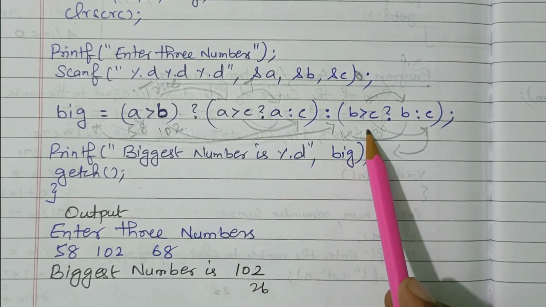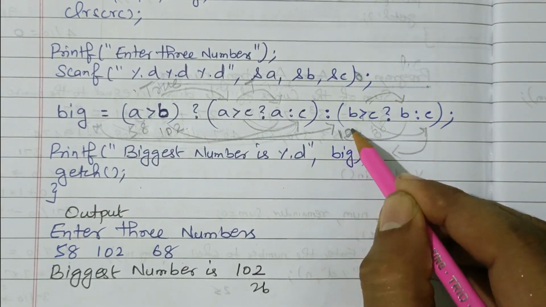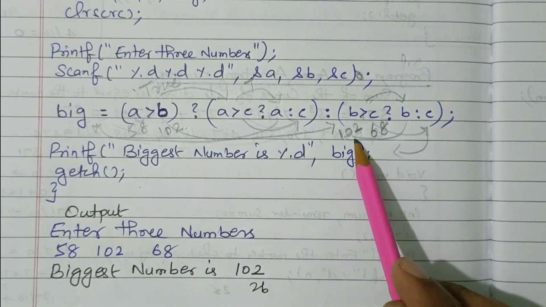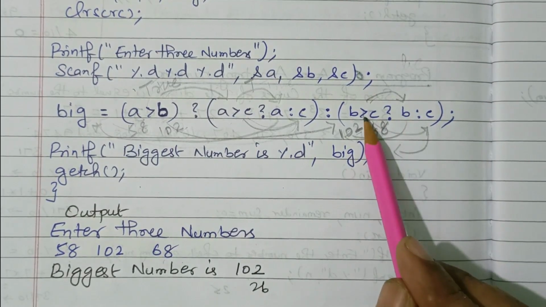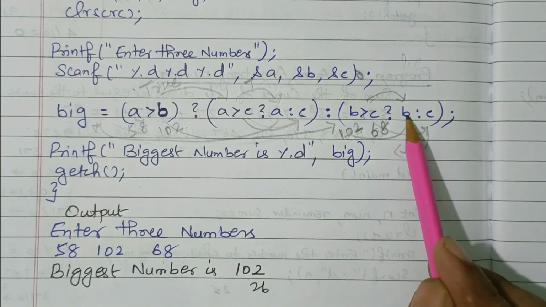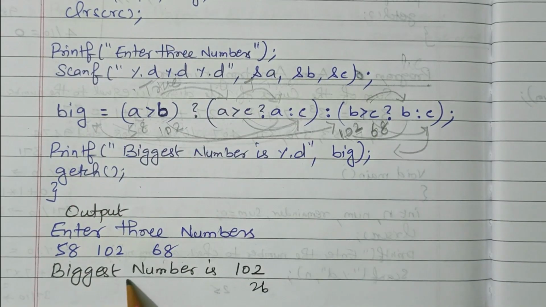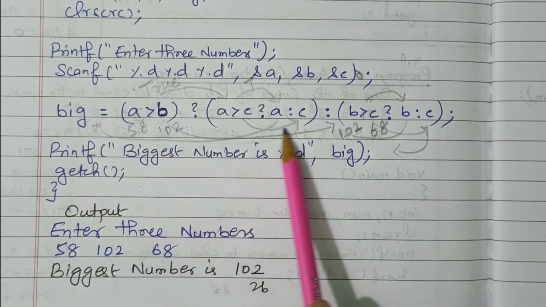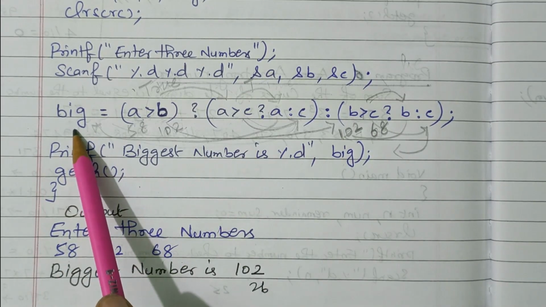So the control will go to the next expression 2. Here what is the B value? 102. The C value is 68. Right. Whether this condition is true? Yes, correct. B is greater than C. B is the greater and C is the lesser. So if it is true, the expression 2 will be executed. That is, B will be stored in the variable big. B is nothing but 102. So the biggest number is 102, and it will display the number. So we verified the output. For these 3 numbers we verified the output. Like that, for different combinations, it will automatically store the biggest value in the big variable.